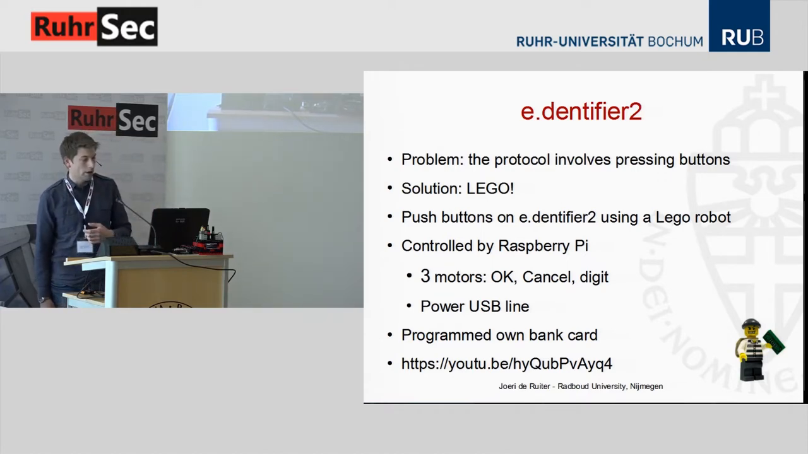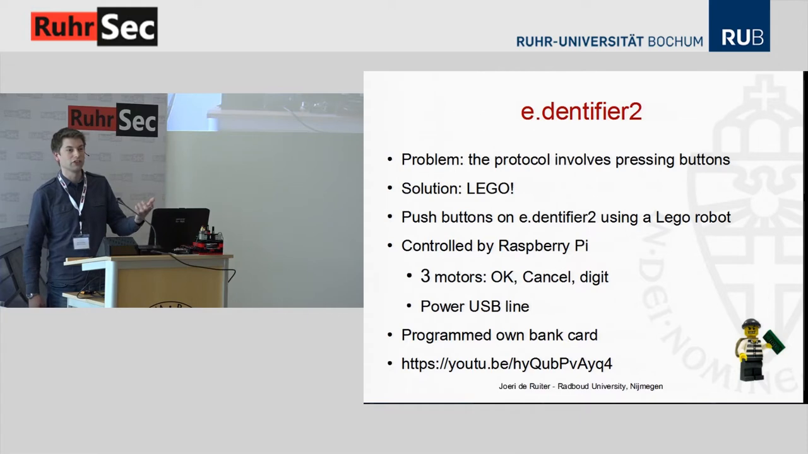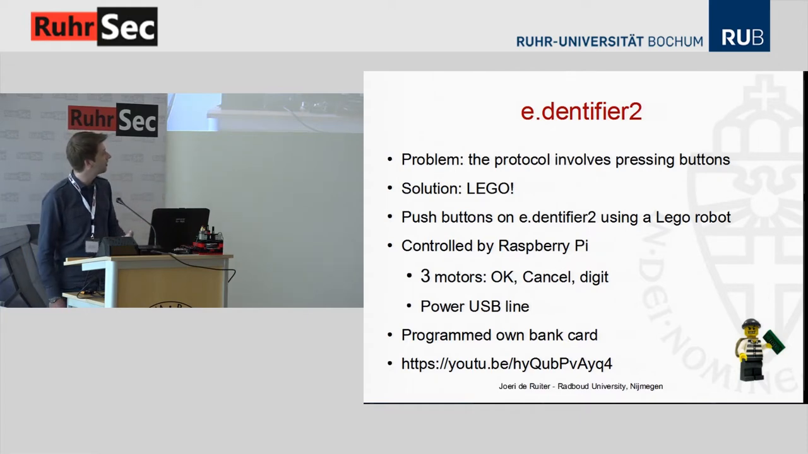Next to that, the Raspberry Pi also controlled the power USB line. As I said before, we need to get the system under test back to its initial state. And the only way we managed to do that with this handheld reader, because we cannot just set up a new socket, that doesn't make any sense, was to cut the power to the device to get it to reset, and then we could try another session.